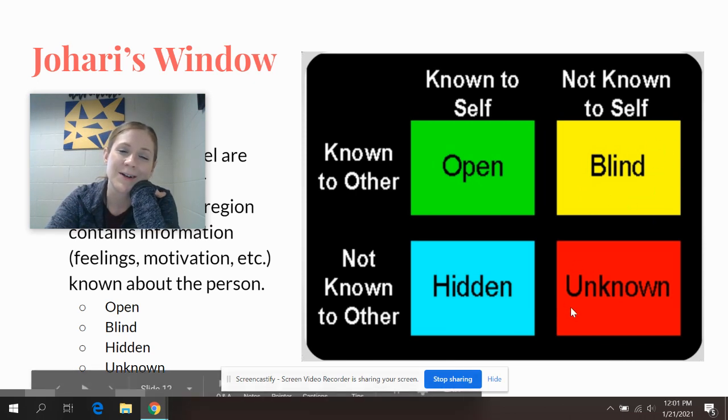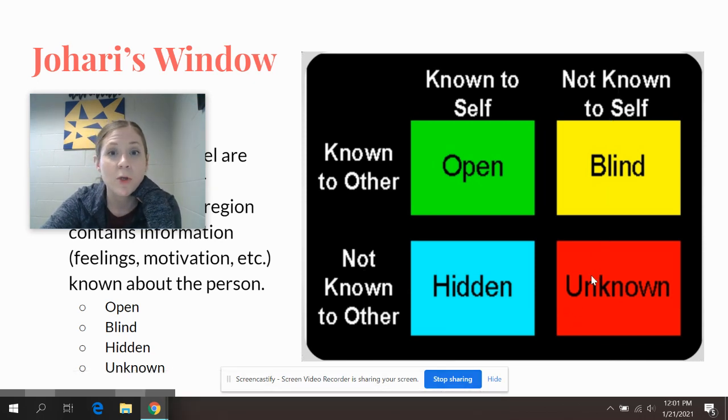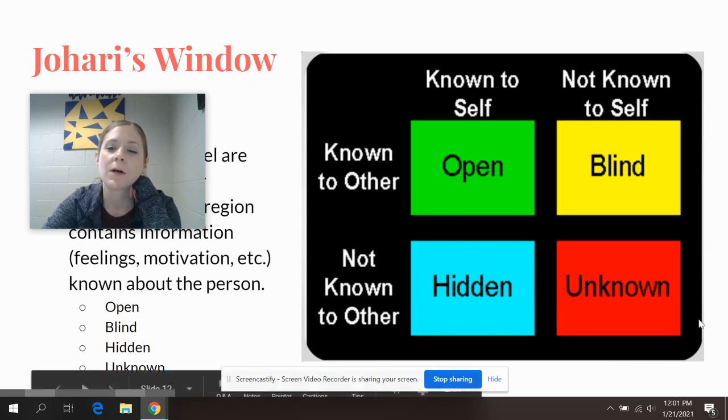The final one and the hardest one to describe is the unknown. Think of the unknown quadrant as your future, things that other people don't know about you and things that you don't know about yourself. What if you eventually go to college and then you get your doctorate in psychiatry or psychology? But right now, as a teenager, you don't know that that's going to happen to you. That would be in your unknown quadrant. Think of this as the future of your life that you don't know and that other people don't know.